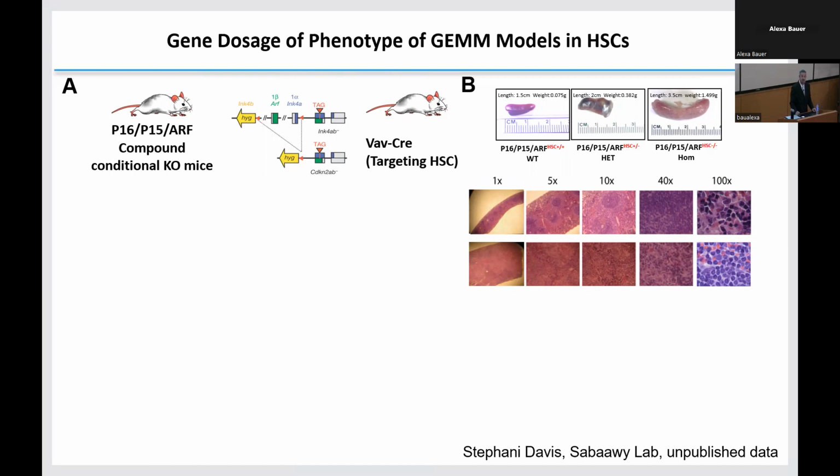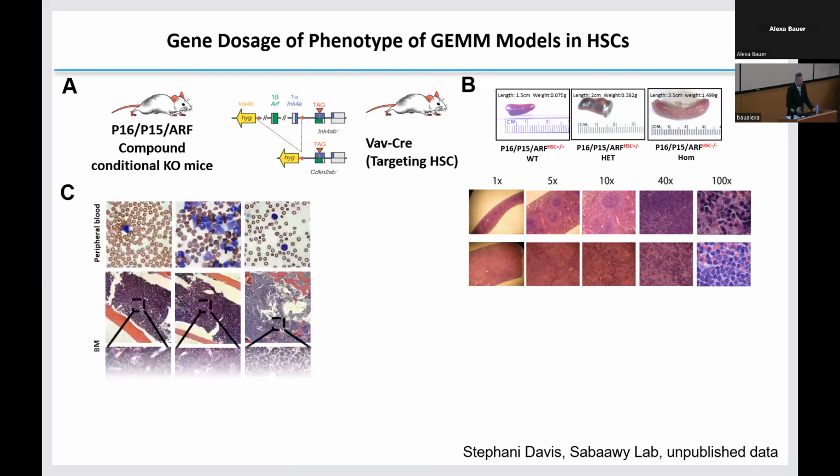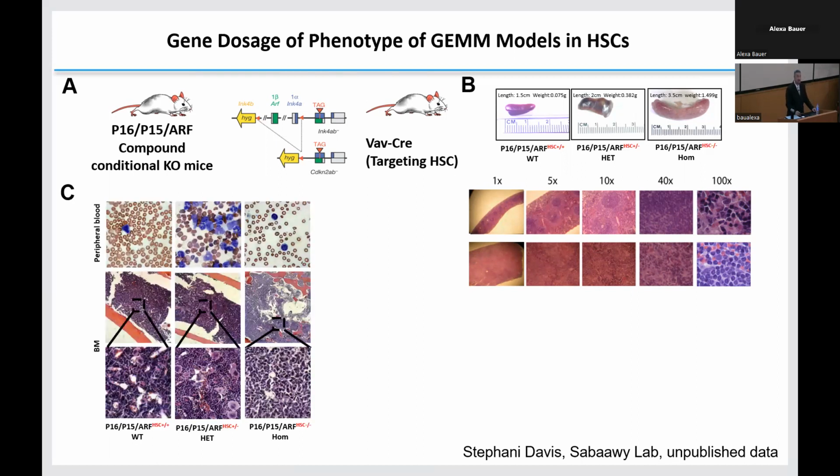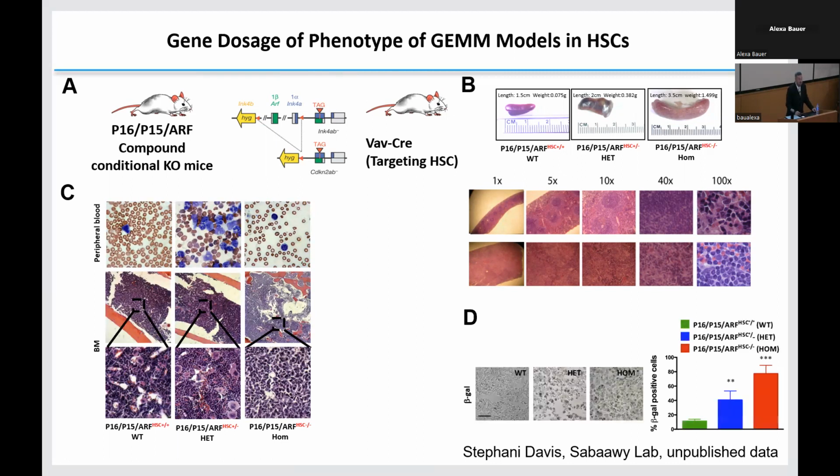The phenotype is interestingly different between the heterozygous and homozygous mice. And I would argue the heterozygous mice have a CHIP type of phenotype, while the homozygous mice have a lymphoma phenotype with loss of senescence.